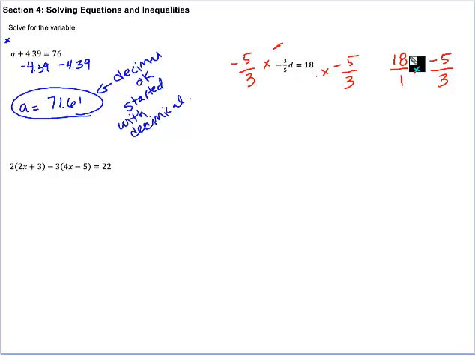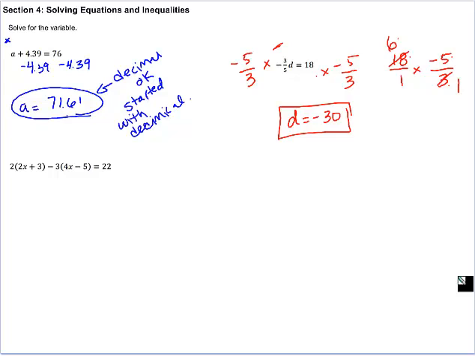Because I can go 18 and 3. Well, 3 fits into 18 6 times. 18 divided by 3 is 6. Then you have 6 times negative 5 left, which is negative 30. Okay, so you want to remember those fraction skills because it will make things go quick for you.